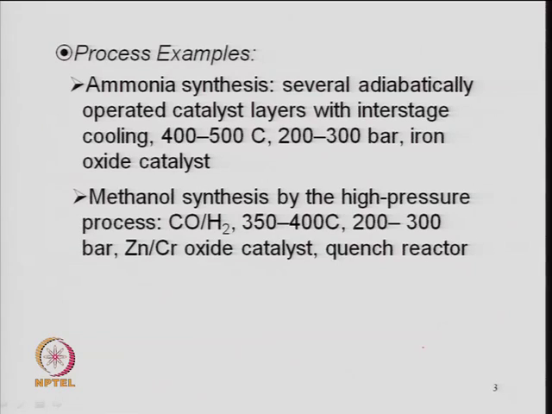So, that is another advantage in the case of this multi-tubular reactor. So, this is a multi-bed, but there are the reactors where we have, just like in the ammonia synthesis, nowadays the multi-tube reactors are used. So, there are 1000 tubes which are placed, small diameter tubes, placed inside. So, several adiabatically operated catalyst layers which has the interstage cooling, in this case like this. So, 400 to 500 degree centigrade is the operating temperature, and pressure is around 200 to 300 bar, right. And the catalyst for ammonia synthesis, nitrogen and hydrogen reacts and make the ammonia. So, the catalyst is your iron oxide type catalyst.